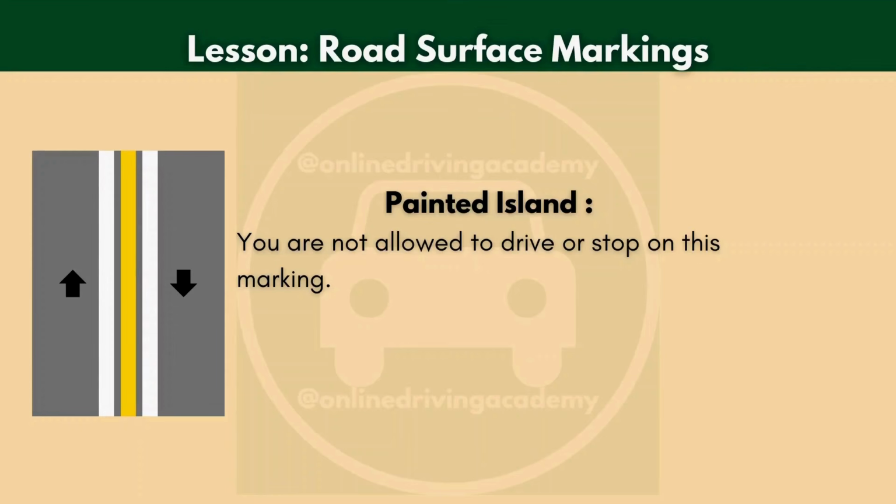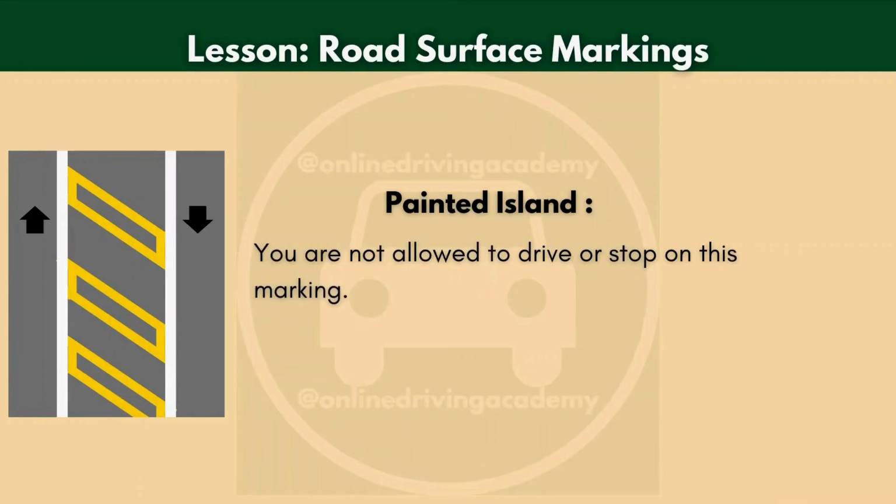Now there are different types of islands. Some are larger than the other. As we can see, this is a slightly larger one. So you are not allowed to drive or stop on this marking. Just remember that. And we can see there's one arrow going forwards and there's another arrow in another lane going in the opposite direction. Now you're not allowed to drive or stop on this marking.